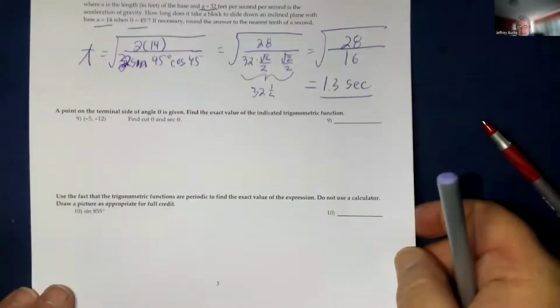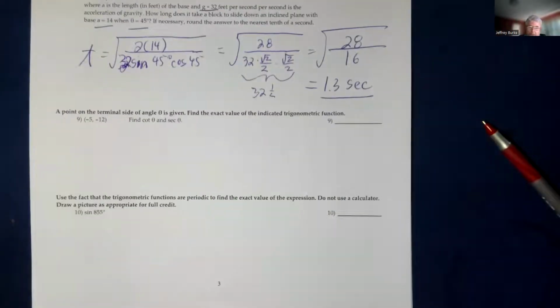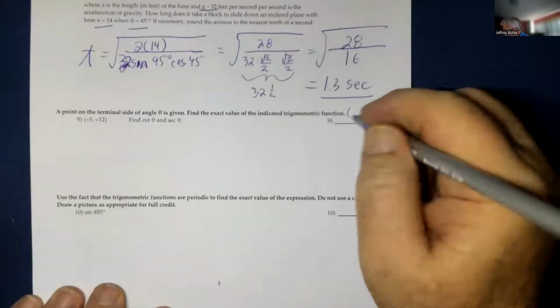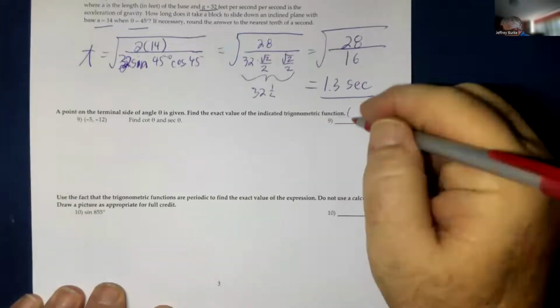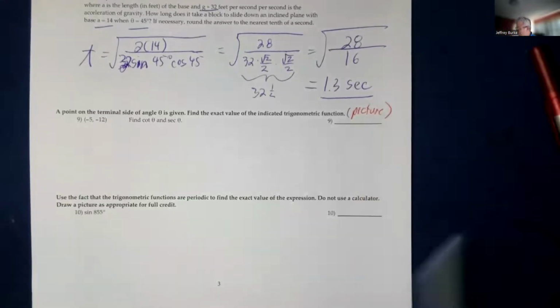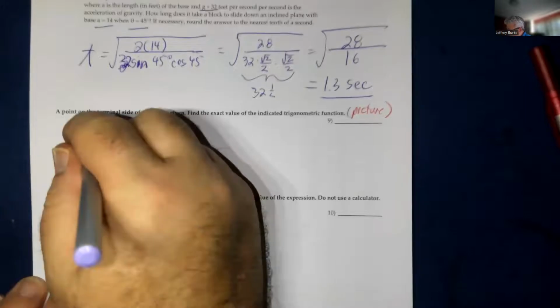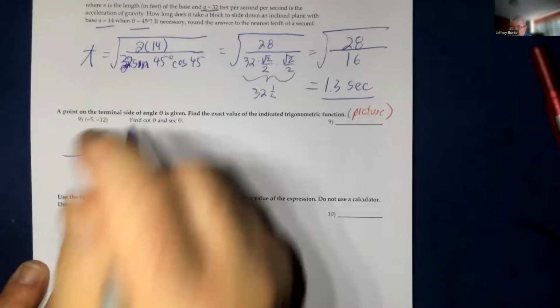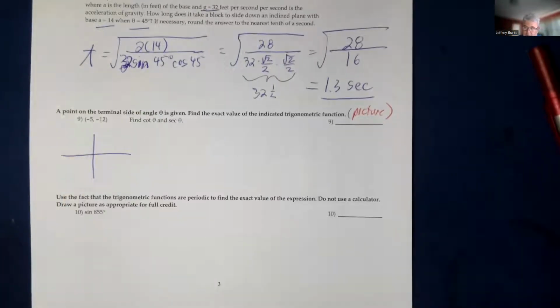Okay, let's go and take a look at number 9 then. A point on the terminal side of angle theta is given. Find the exact value of the indicated trigonometric function. And probably for this, we're going to ask you to include a picture of what this is going to look like. This does not have to be a great picture, but you should have some kind of a picture so we kind of know what's going on.